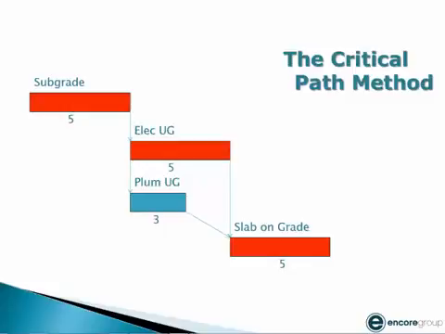This is an example of a sequence of activities where a critical path is identifiable. You can see in this example the sequence from subgrade through the electrical and plumbing underground and the slab on grade. The red items are obviously critical, and you can see the plumber has 2 days of float. Understanding the float and who owns the float is one of the most important parts of a construction scheduling task.